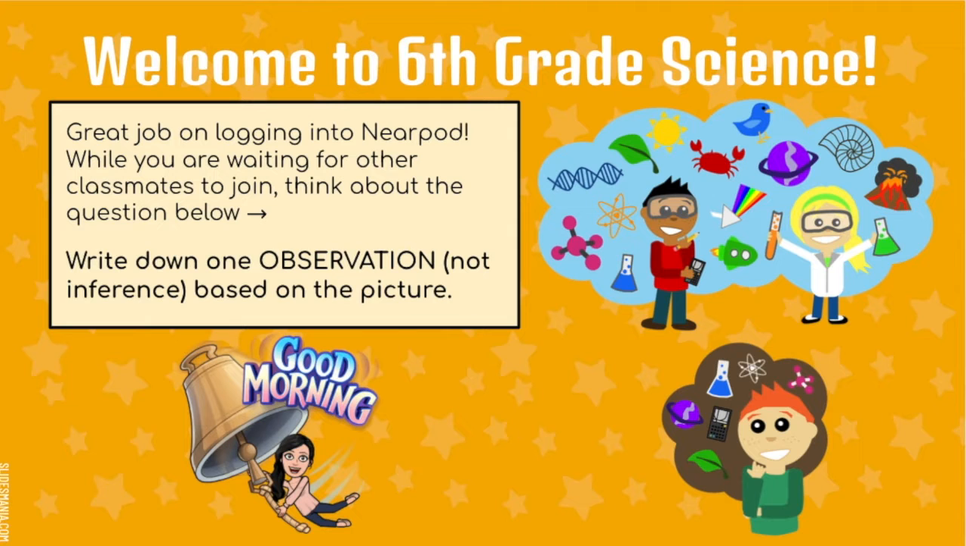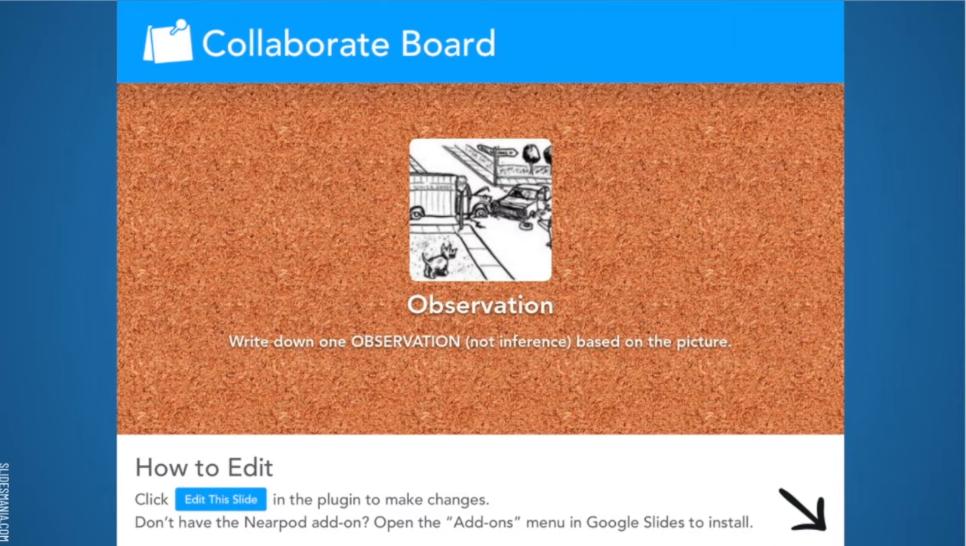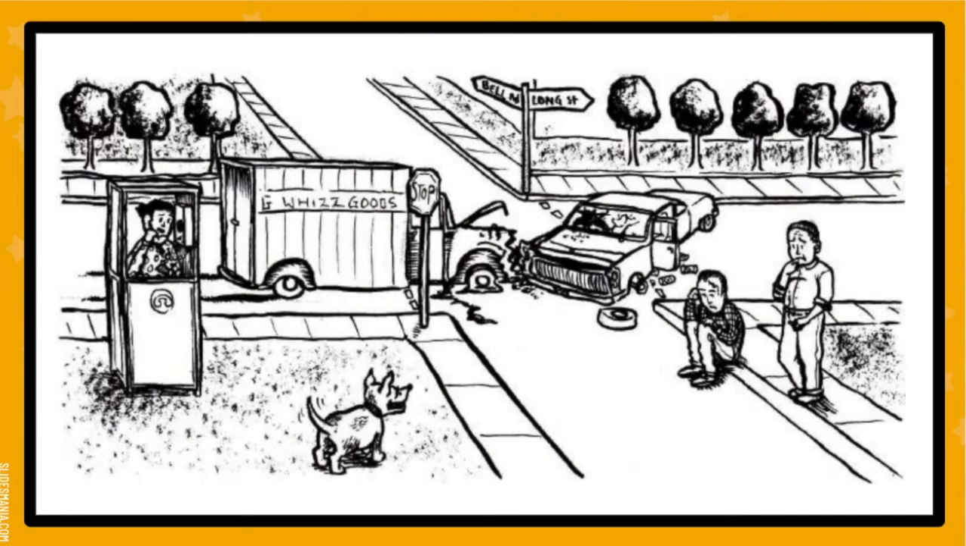For today, we use multiple collaboration boards to practice forming observation, inference, and hypothesis. Let's take a look at this picture. What is an observation you can make about this picture? Pause the video and think about it.